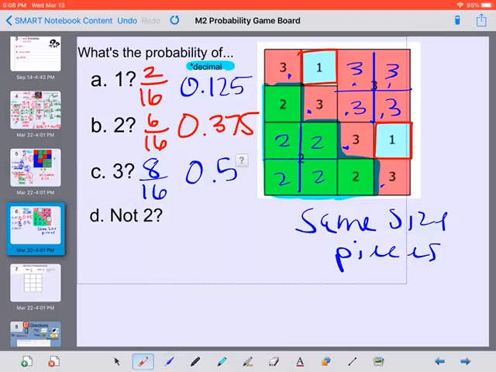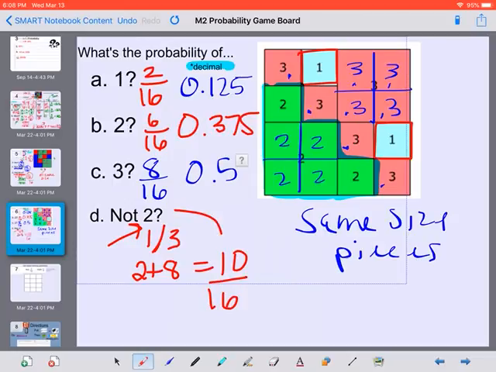And the last part is asking us what's the probability of not getting a 2. So not getting a 2 would really mean landing on a 1 or a 3. So how many 1s are there? There were 2 1s, and there were 8 3s. So 10 out of 16 is not landing on a 2 as a decimal. That's 0.625. So they just wanted us to convert our fraction to a decimal this time.